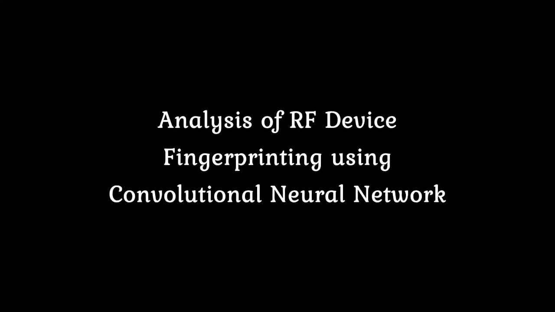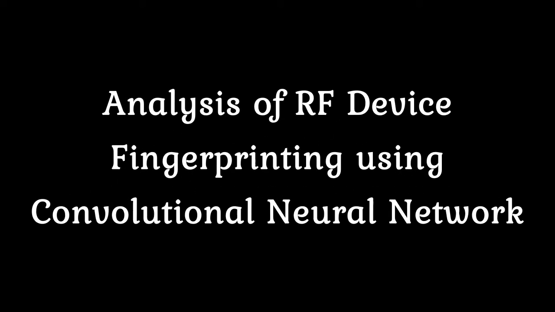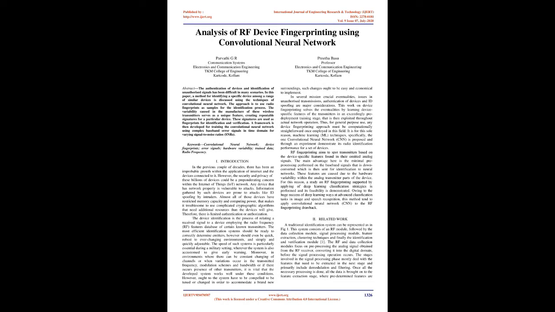Analysis of RF device fingerprinting using convolutional neural network. Abstract: the authentication of devices and identification of unauthorized signals has been difficult in many scenarios. In this paper, a method for identifying a specific device among a range of similar devices is discussed using the techniques of convolutional neural network.